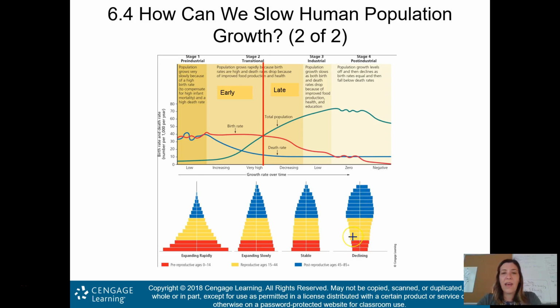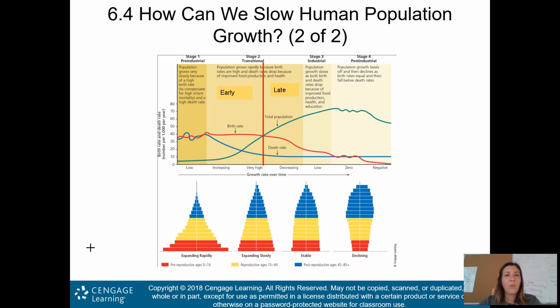So today, when you did that exercise in class, one of the countries was Germany. And so those of you who constructed the histogram for Germany found this sort of shape, which indicates a country that's entered this last stage, the post-industrial stage.